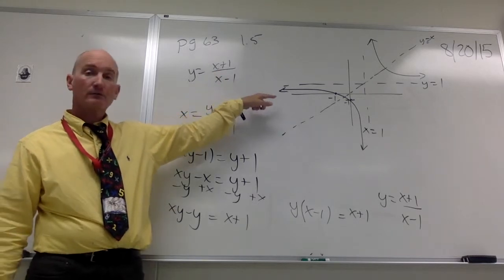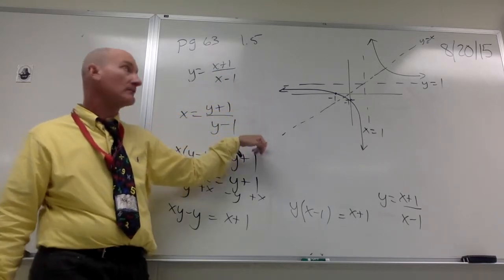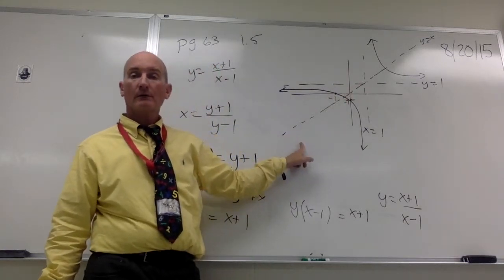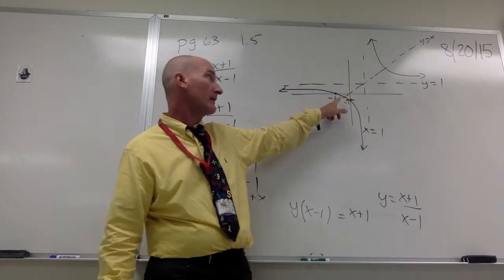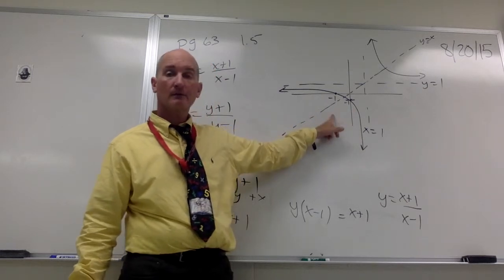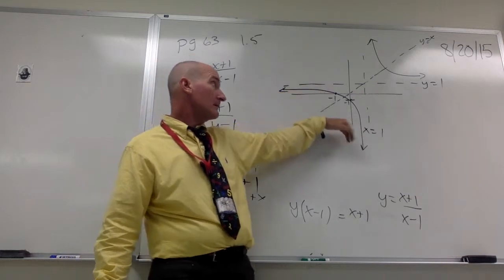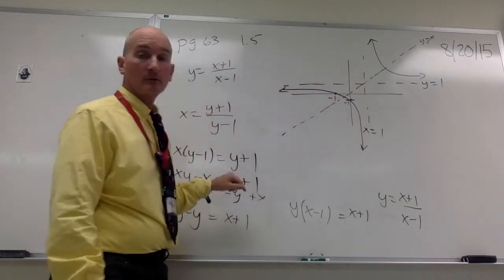The illustration also verifies it, because a function and its inverse are symmetric about the line y equals x. So if this function is symmetric about the line y equals x, then it's going to be its own inverse. So when I graphed it, I got a vertical asymptote at x equals 1.